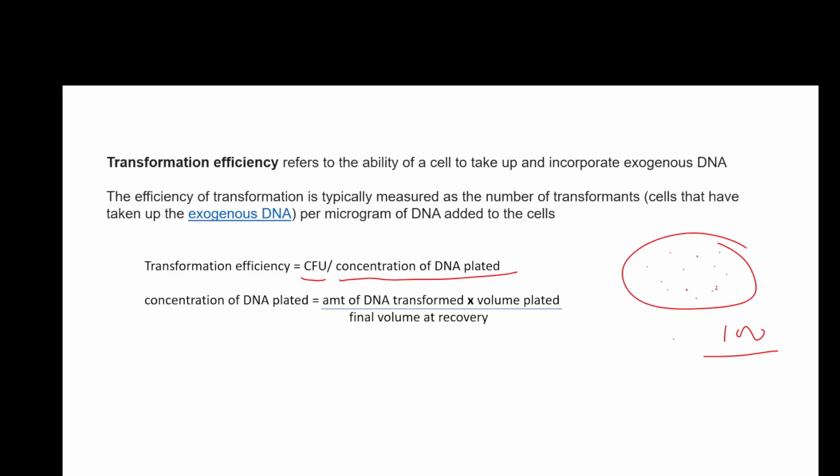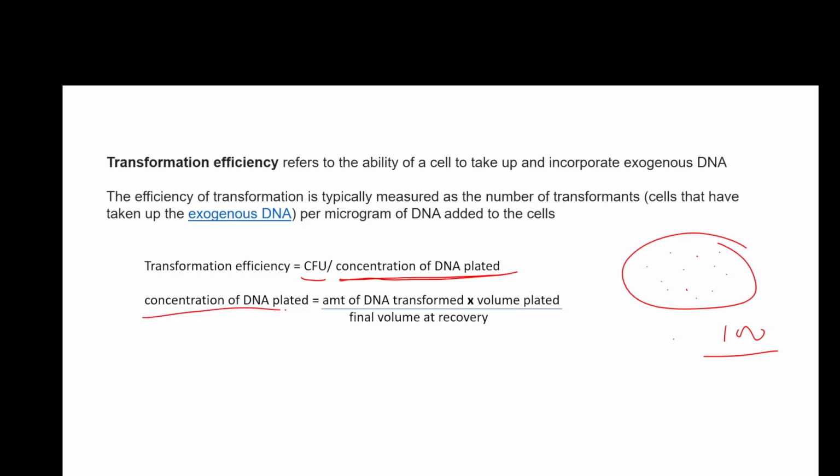Okay, a colony: one single bacterium makes the entire colony, so that is one colony forming unit or one transformant. Now this is the concentration of DNA plated. You take a certain amount to transform the bacterial cells, but you need to know how much you are actually plating on the plate. In most cases you are not going to plate the entire thing.